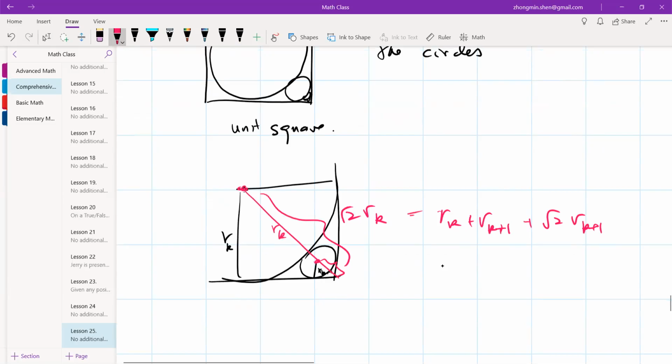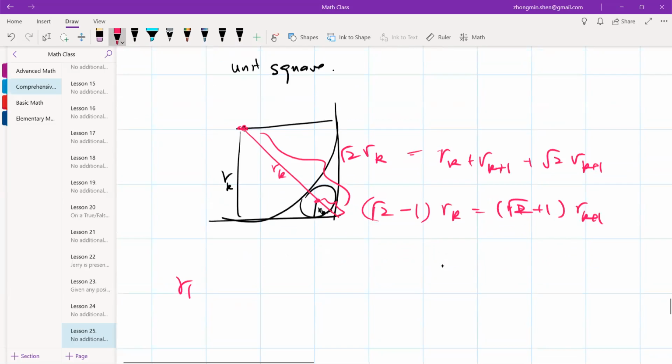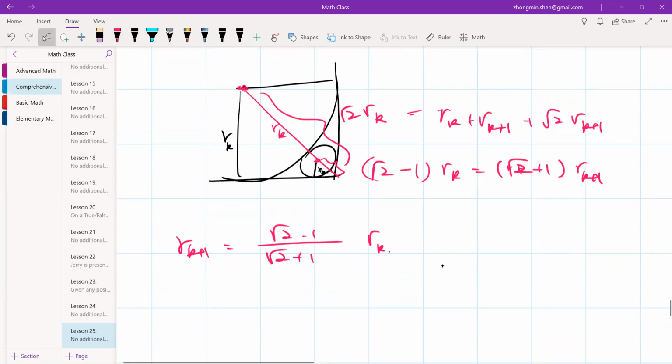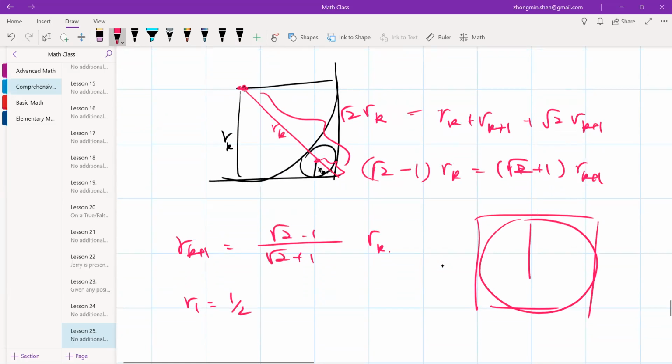So I get the following formula. The square root 2 minus 1, and here's square root 2 plus 1. Okay, so the relationship now is clear. R_{k+1} equals (square root 2 minus 1) over (square root 2 plus 1) times R_k. So it's decreasing, one by one. So the first one, R_1, is going to be 1/2. You know why? Because this is going to be R_1. R_1 is going to be 1/2.